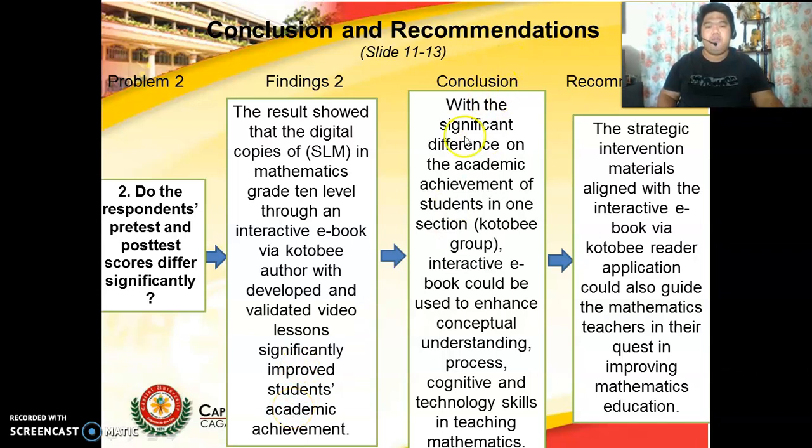And for the conclusion, with a significant difference in the academic achievement of students in one section, the Co2B group, the interactive ebook could be used to enhance conceptual understanding, cognitive process, and technology skills in teaching mathematics. And for the recommendation, the strategic intervention materials aligned with the interactive ebook via the Co2B Reader application could also guide mathematics teachers in their quest to improve mathematics education.